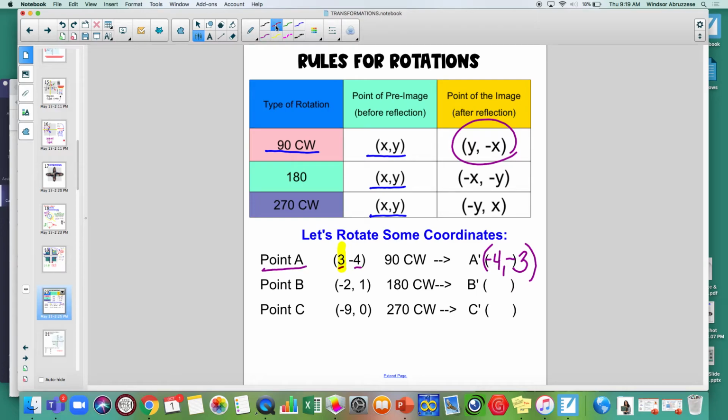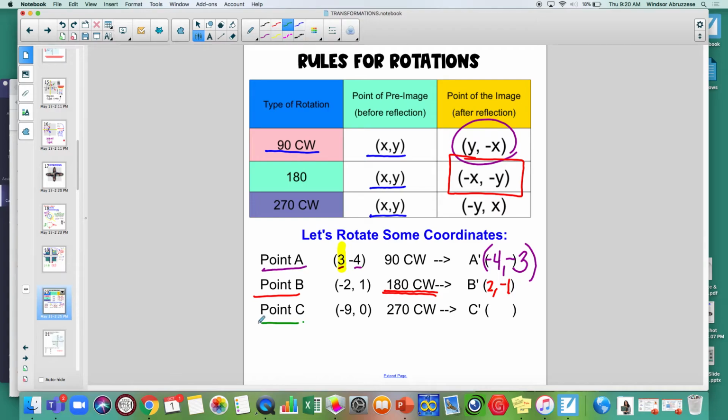Point B, I have the point -2, -1, and a 180 rotation, according to my rule, is just do the opposite signs. So a -2 becomes a +2, and a +1 becomes a -1. Just do the opposite signs.